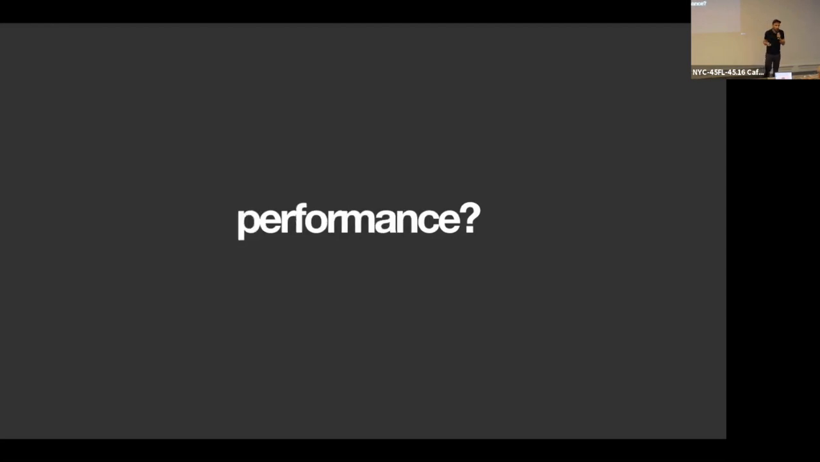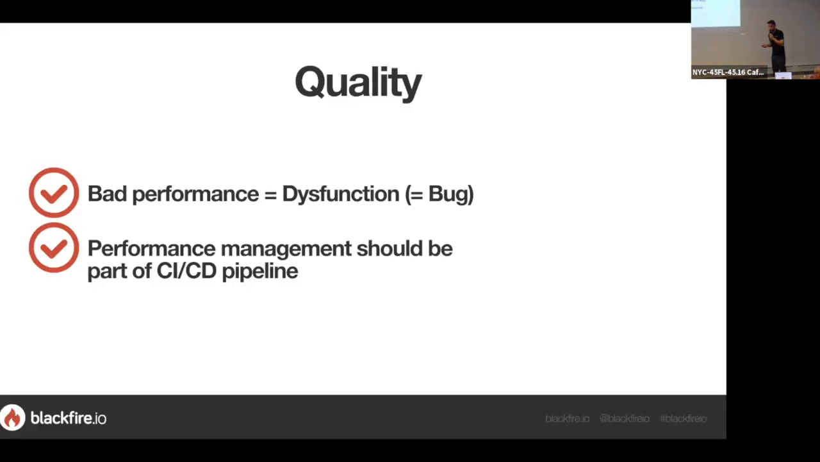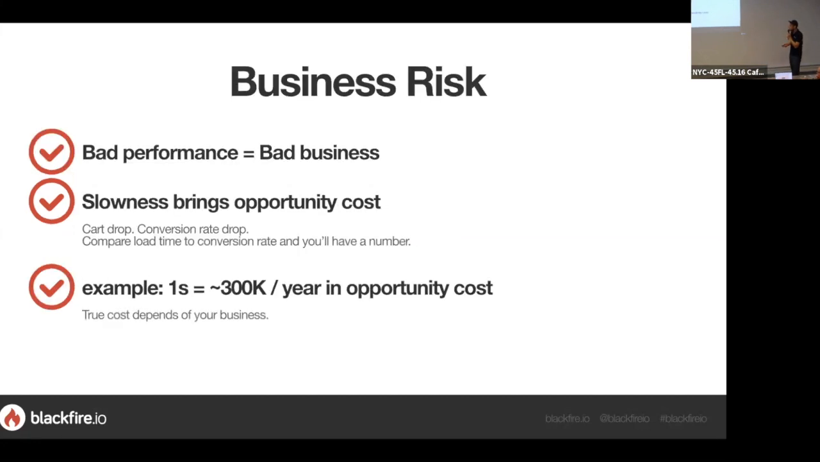Also, I think that we have to get what performance is and what we are trying to achieve by getting better performance. And I think that for me, performance is about two sides. The first one is quality. Quality means that I think that bad performance is a dysfunction of the code. So if it is a dysfunction, then you can interpret that as a bug. And if it is a bug, you can have your performance management process in your CI/CD pipeline.